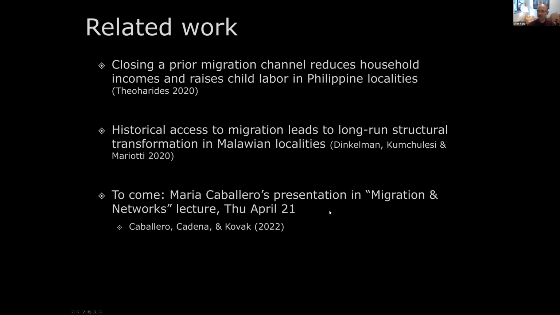And finally, look out for Maria Caballero's presentation in the Migration and Networks lecture coming up next week. She'll be sharing a very nice paper with a similar shift share design to the paper that I just shared with you, looking at the impact of the US Great Recession in 2009 on outcomes in Mexican localities that were closely connected via migration to various US locations that were differently affected by the Great Recession. So we'll all be looking forward to that next week.